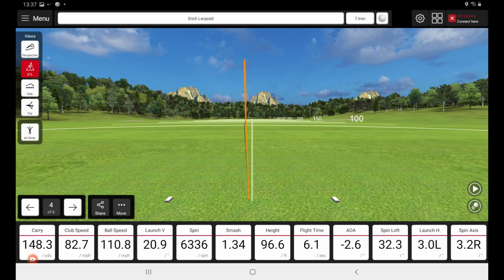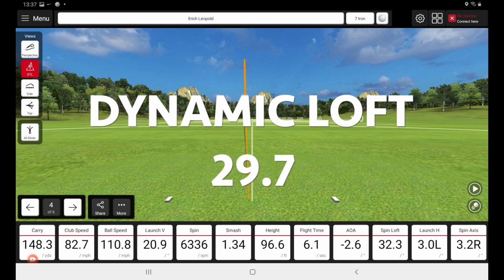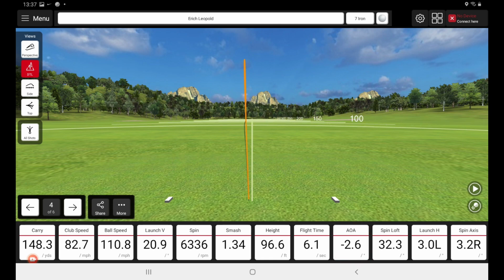Okay, so the difference here of a spin loft of 32.3 and an angle of attack of negative 2.6 is 29.7, and that will be the dynamic loft. So I de-loft the club a little bit more, but not as much as I would like. I want to get down to like 24.